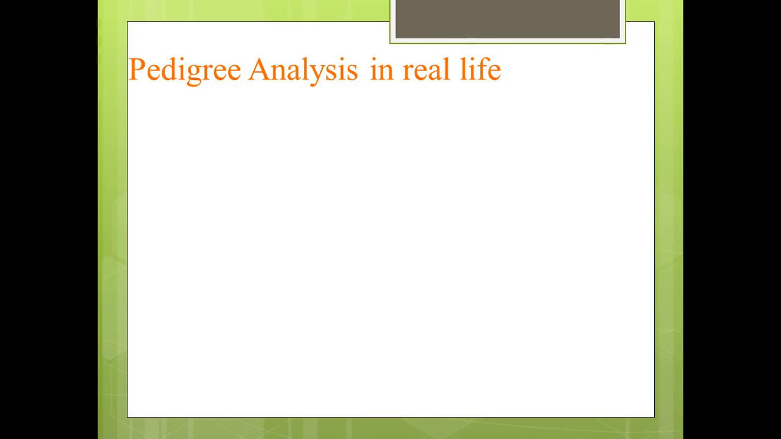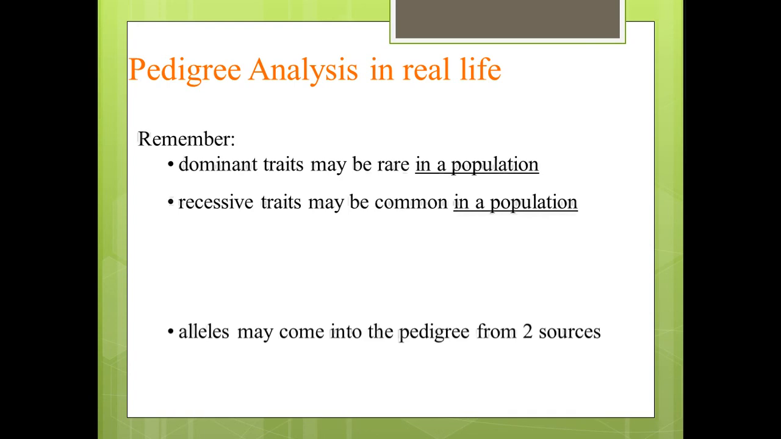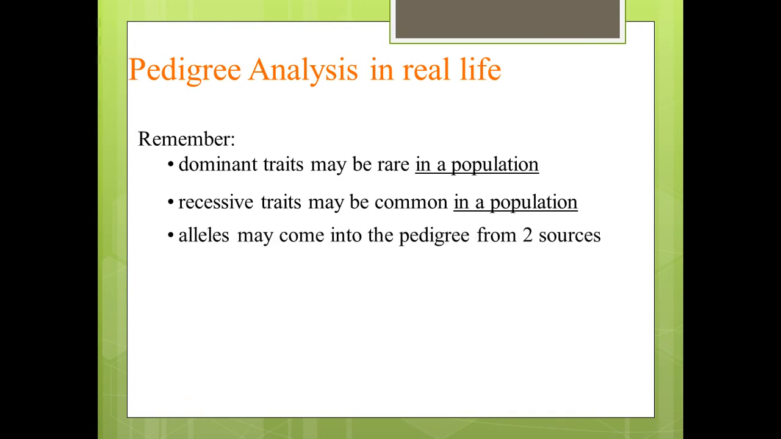And lastly, thinking about all of these things, pedigree analysis in real life, you have to remember, dominant traits may be very rare in a population. For example, achondroplasia dwarfism is a very rare trait, even though it's dominant. Recessive traits may be very common throughout a population. Alleles may come into the pedigree from two different sources, which allows for a lot of variability.